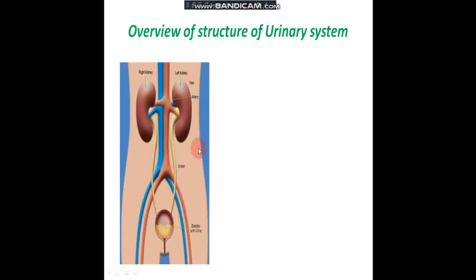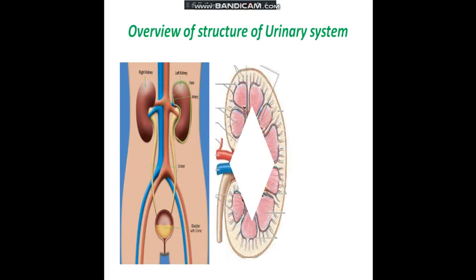Here in this diagram we can see the urinary system. Here we have the kidneys, the right and left kidneys, the ureters crossing the common iliac vessels, draining into the bladder, and we have the urethra over here. If we take a longitudinal section of this kidney, we can see the interior of the kidney.